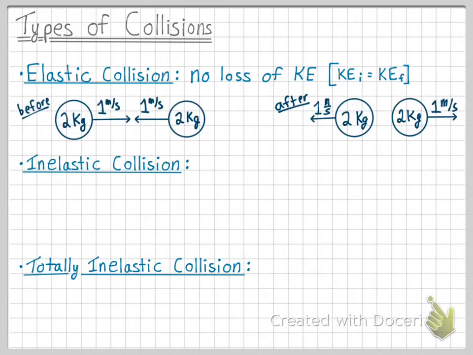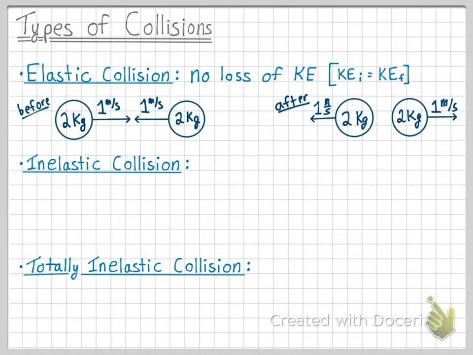A basic example of an elastic collision would be two masses of equal mass collide with one another, and after the collision they are traveling at the same speed but in opposite directions. So we can easily see here that the equation 1/2 mv squared would equal the same before and after the collision.